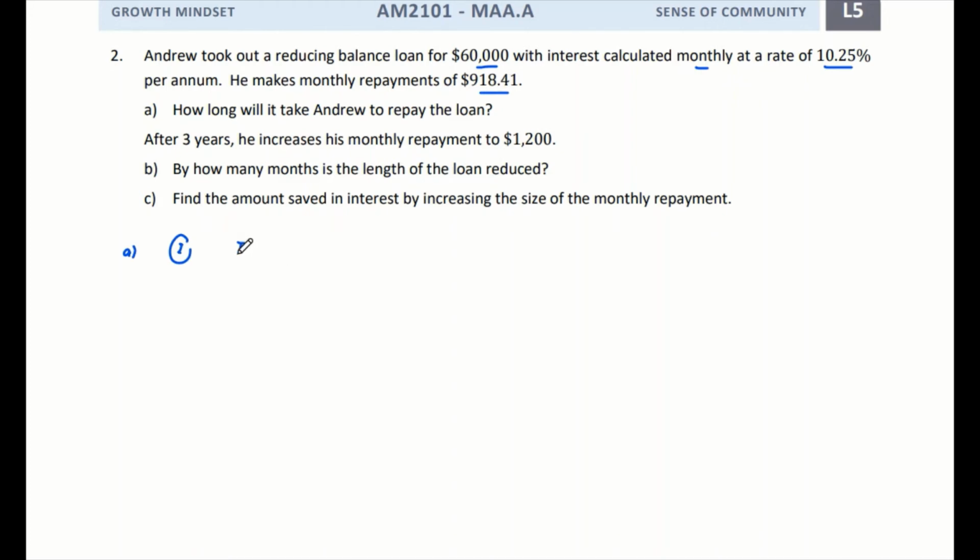So same thing, how do we get our next term? Is by using our previous term, then we try to find out the interest generated here. So 1 plus 10.25, let's change it to decimal, 0.1025 divided by, this is per annum, right? So it's calculated monthly, so divide by 12. Alright, then after that, multiply the previous term. So the interest is charged. Then after that, you repay $918.41. Alright, so that is our recursive rule here. And don't forget, T0 is equal to 60,000.